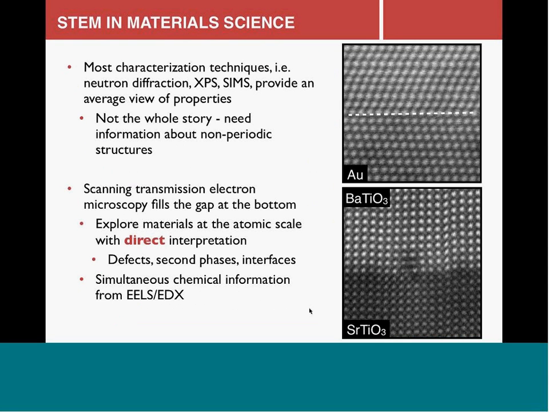Okay. As an example, here we're seeing a direct twin boundary up at the top there for gold. At the bottom, we see the direct interface between bismuth titanate and strontium titanate. And you can see the location there. And basically a textbook example, you see the strain field around this location.